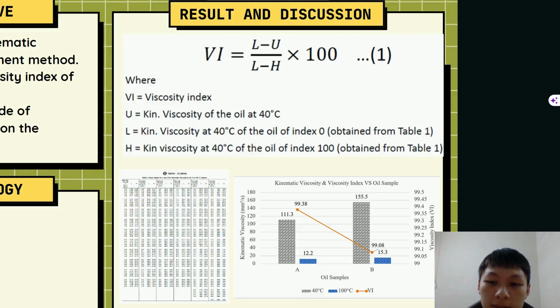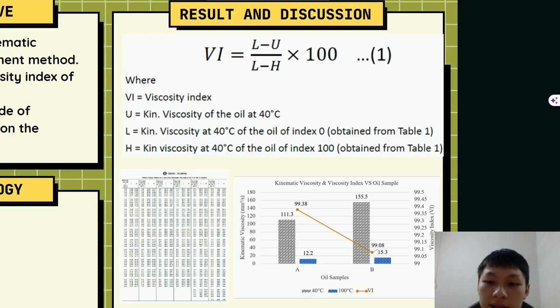For sample B, the kinematic viscosity at 40 degrees Celsius is 155.5 cSt, while at 100 degrees Celsius it is 15.3 cSt. Hence, its viscosity index is 99.08.